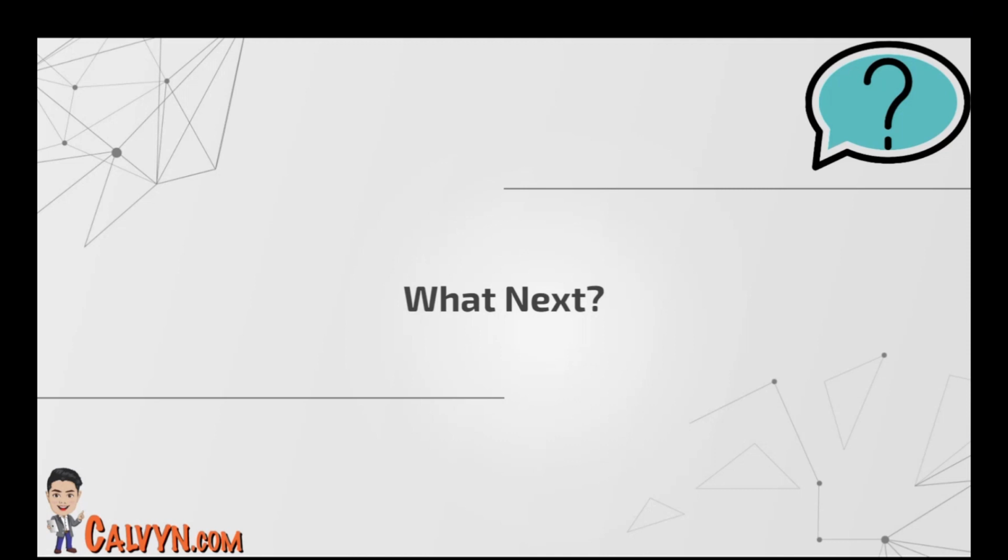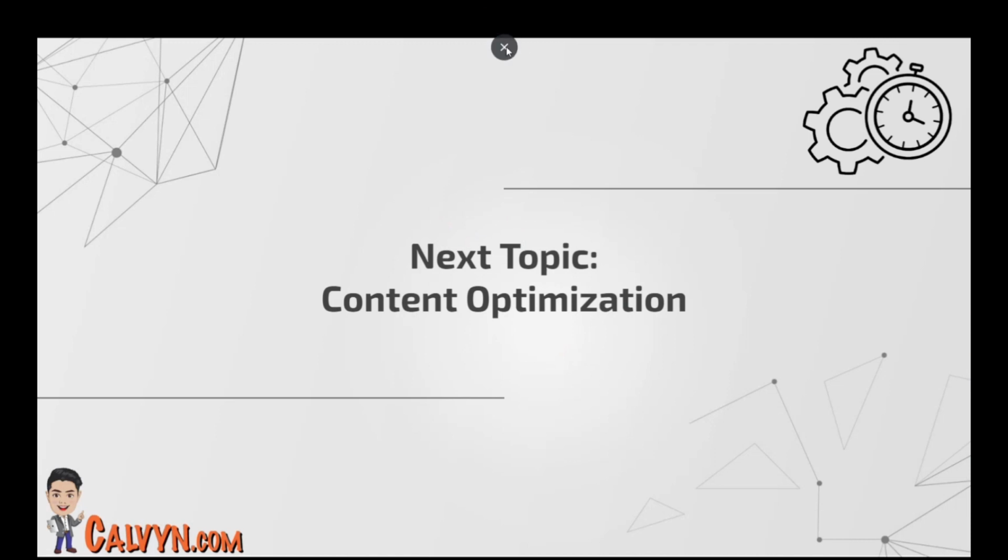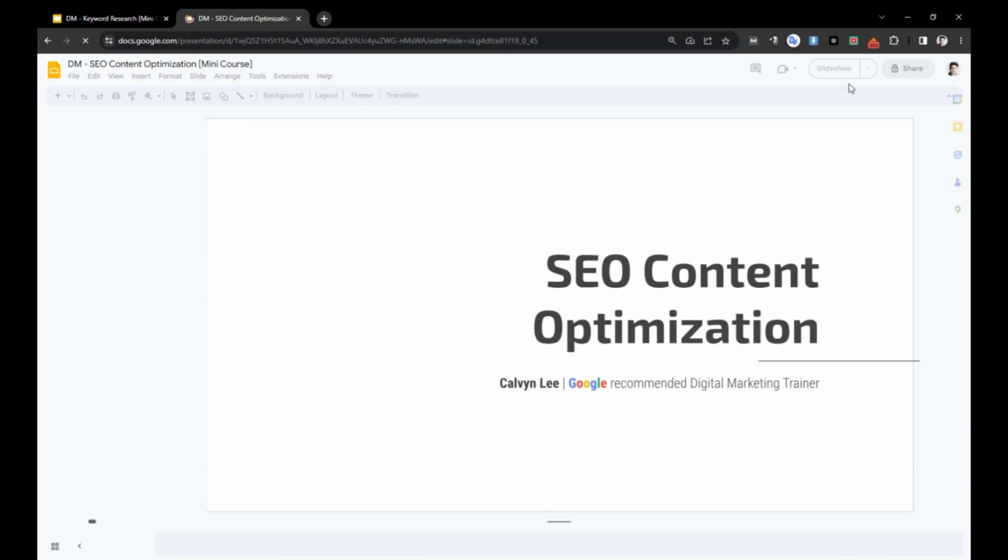So what is next? The next topic will be the optimization. The next topic will be the content optimization. How can we put all this keyword into our content and make sure Google favors us? So this will be our second part of the day. Okay, great. Now let me pull my slide out for the content optimization.